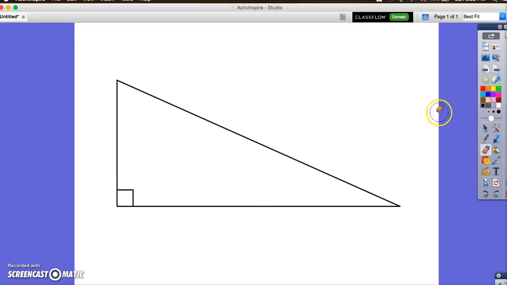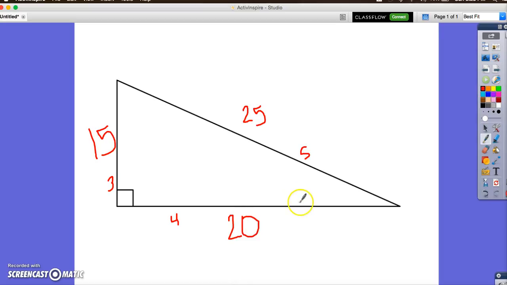So if I were to give you one and I say, okay, the hypotenuse is 25 and this leg is 15. Well, the common factor here is 5. 25 divided by 5 is 5. 15 divided by 5 is 3. So obviously this side has to be 4, but it's 4 times 5. So the length for this triangle is 20. And that's the way you would use a Pythagorean triple.